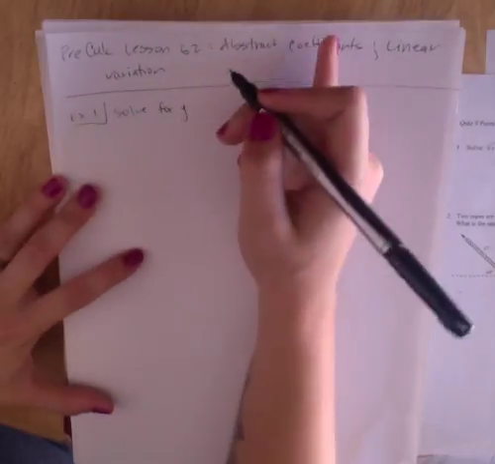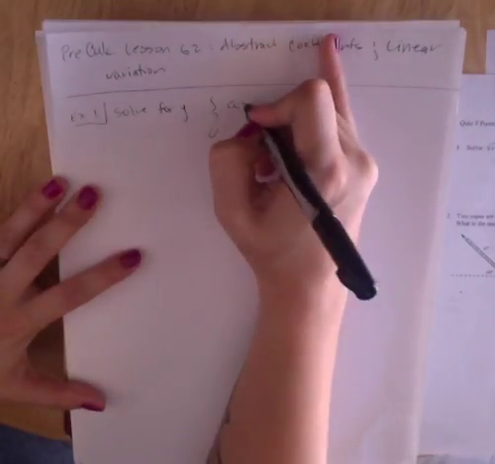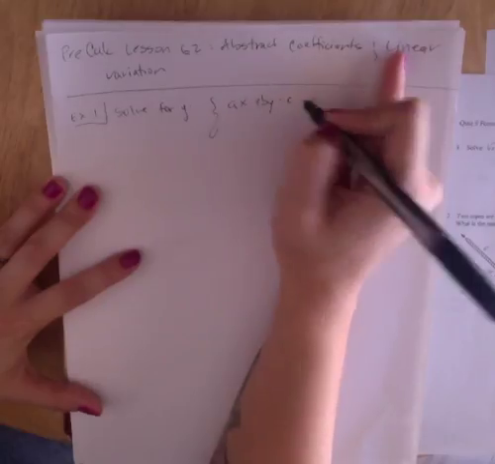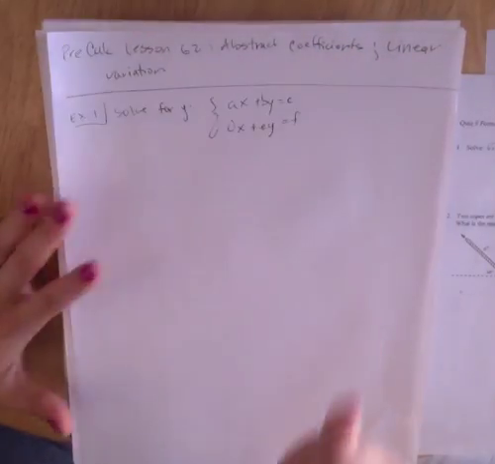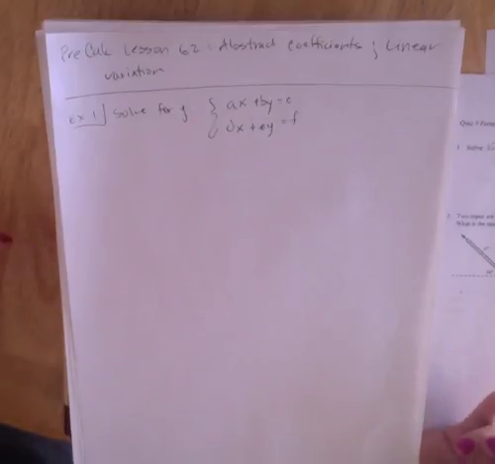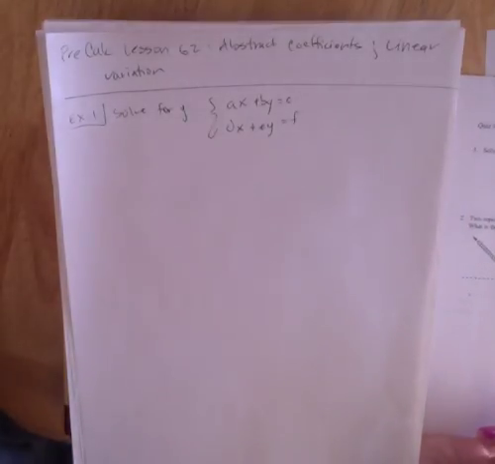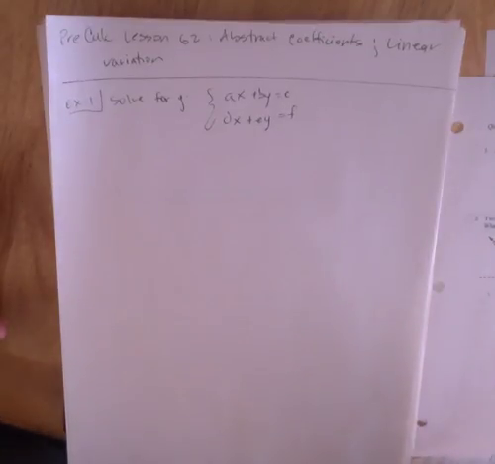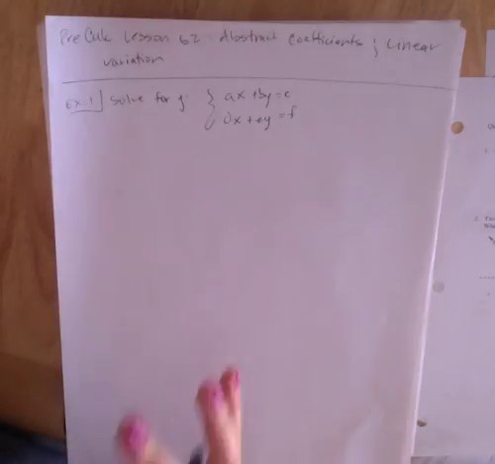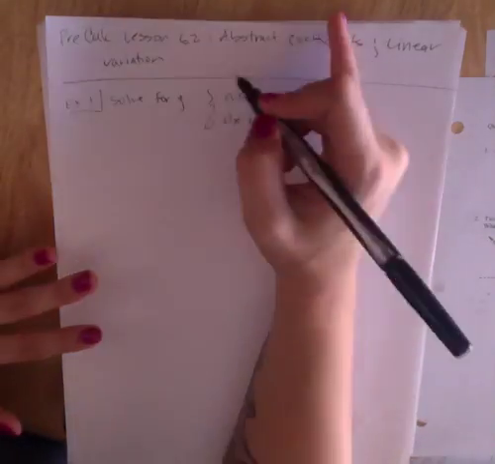It says solve for y. You'll have ax plus by equals c, and dx plus ey equals f. It's a system of two equations, two unknowns, like we had before. The difference now that you can obviously see is we don't have any numbers to work with, we just have letters. So we're still going to use elimination to solve, and I'll show you what that looks like.